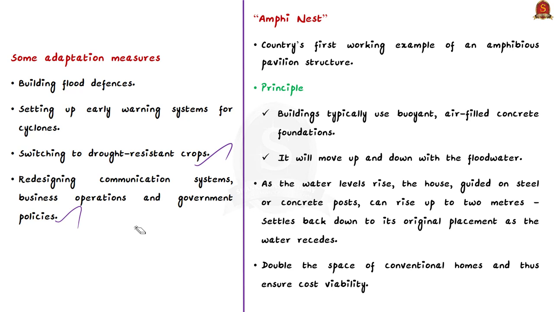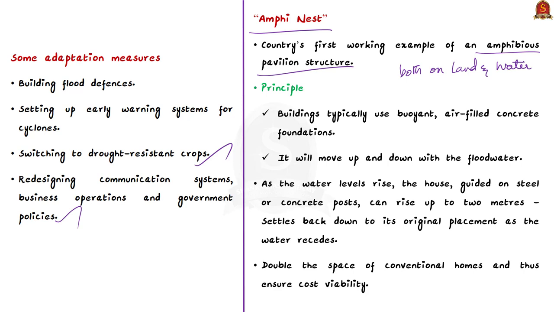Now, in that line, a couple of citizens in Kerala have come up with the concept of amphi-nest. See, this is the country's first working example of an amphibious pavilion structure. Now, what is this amphibious pavilion structure? So, we know the characteristics of an amphibian, right? Amphibians are animals that can live both on land and in water. So, these pavilion structures modeled by youngsters in Kerala also have the same characteristics. That is, the pavilion structure can sustain in water as well as on land. So, that is why it is called an amphibious pavilion structure.